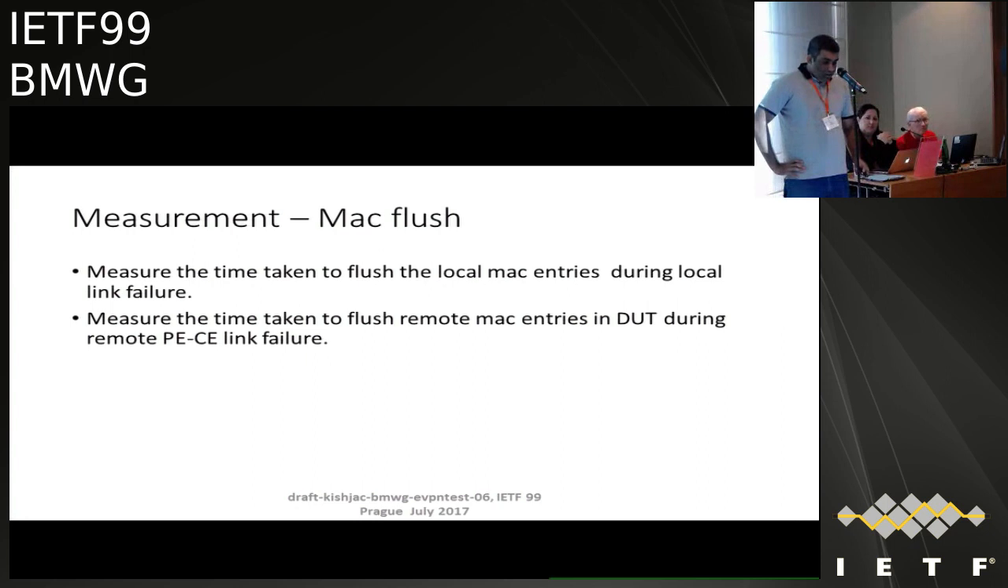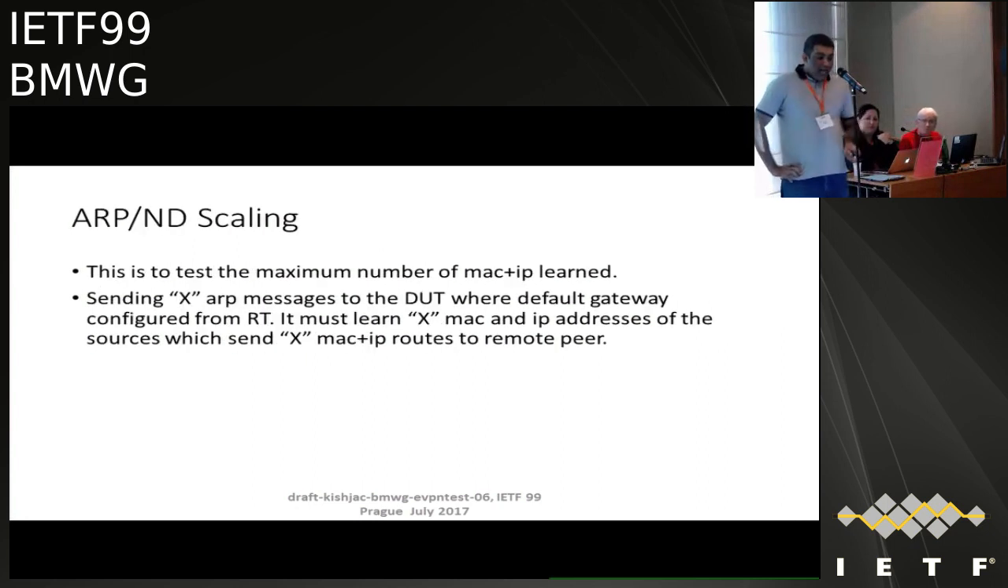Okay, thank you. So this is ARP and ND scaling, which is in the MAC plus IP routes, because EVPN, compared to VPLS, has a feature where when an ARP is sent to a gateway, it will learn that MAC as well. That's the MAC mobility concept. So it will advertise the MAC and IP to the remote routers, so that for inter-VLAN routing, unnecessary ARP flooding is avoided, which is not there in conventional VPLS.